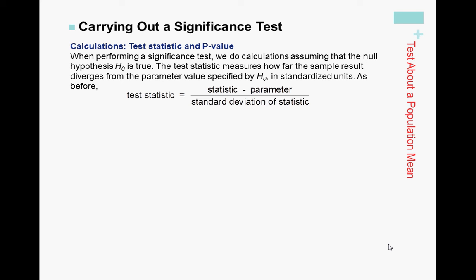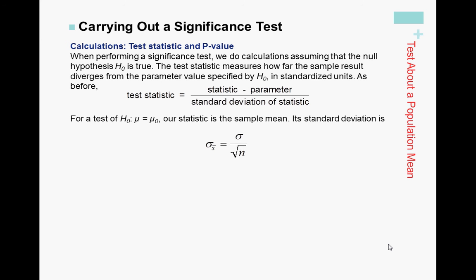So we have the statistic, which is going to be x bar in this case, minus the parameter, which is going to be the mu that our null hypothesis assumes, over the standard deviation of the statistic, which is right there, just as we've used before. So the sample standard deviation for a mean.